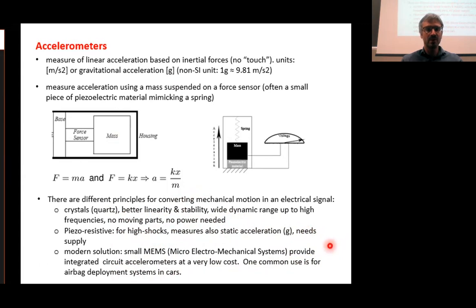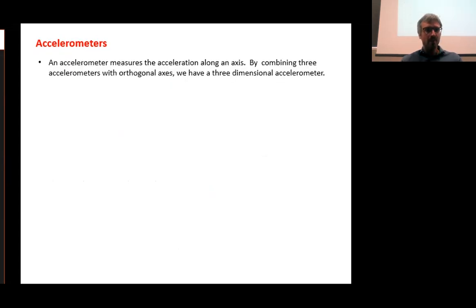MEMS stands for microelectromechanical systems, and provides an accelerometer sensor inside an integrated circuit at very low cost and very small. This is what you have, for example, in the MicroStrain, I think, and also in the airbag of your car, whenever you have a crash, which needs to be detected as a deceleration to trigger the airbag inflation. Finally, if you want to measure acceleration in three directions, you need to have three of them on orthogonal axes.